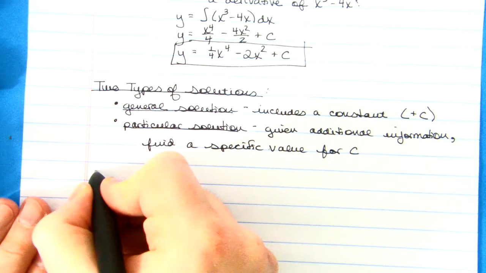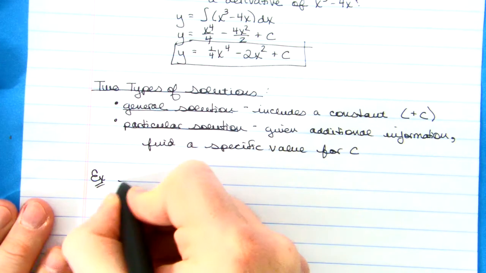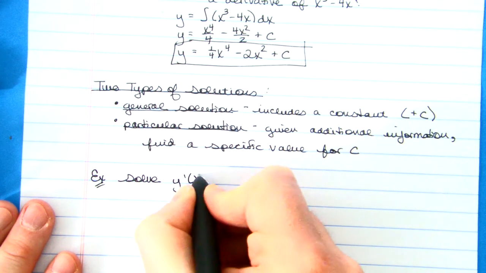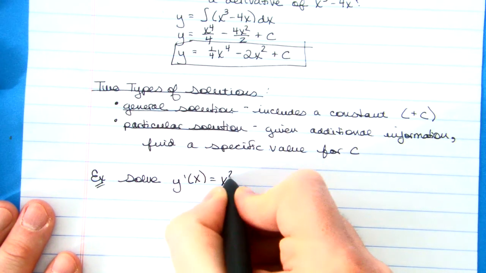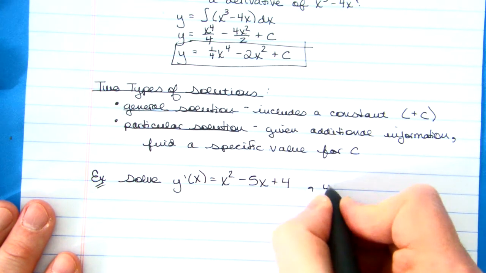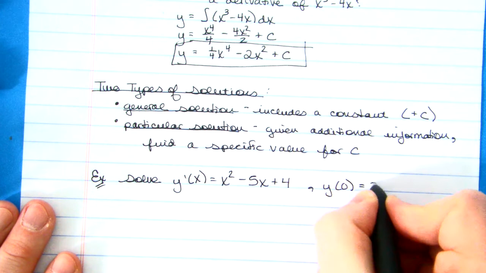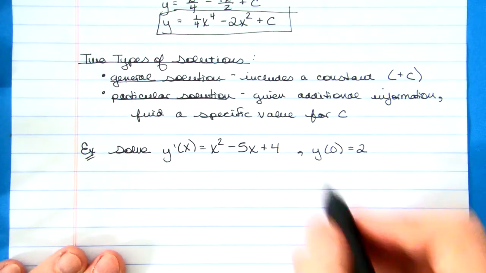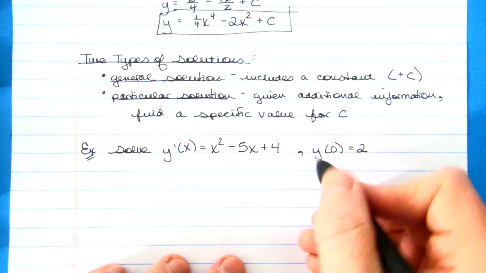Okay, so for example, we are going to solve the differential equation y prime of x equals x squared minus 5x plus 4. I'm going to tell you that y of 0 equals 2. We're not going to care so much about this for right now. We'll deal with that part later.